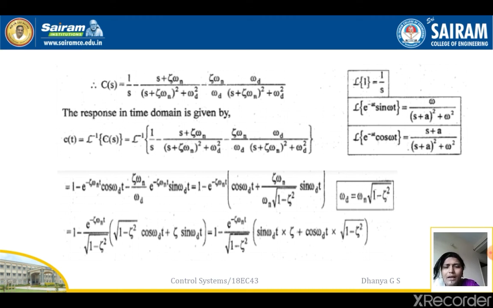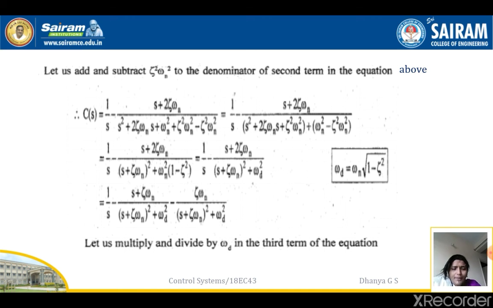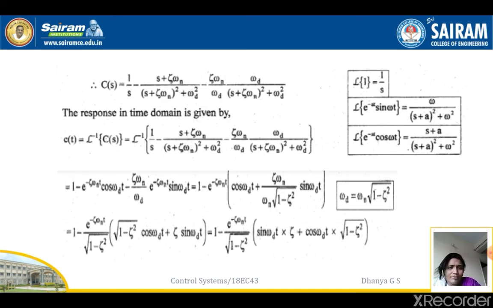Now we have to apply inverse Laplace transform for the above equation. Once you apply it, we will get C of t is equal to L inverse of C of s, that is equal to L inverse of 1 by s minus (s plus zeta omega n) divided by ((s plus zeta omega n) square plus omega d square) minus (zeta omega n by omega d) into omega d divided by ((s plus zeta omega n) square plus omega d square). This we have to make in a format. That's why we have added all these things, as well as multiplied and divided by omega d. Otherwise we cannot make it in the format of e power minus at sin omega t as well as e power minus at cos omega t.